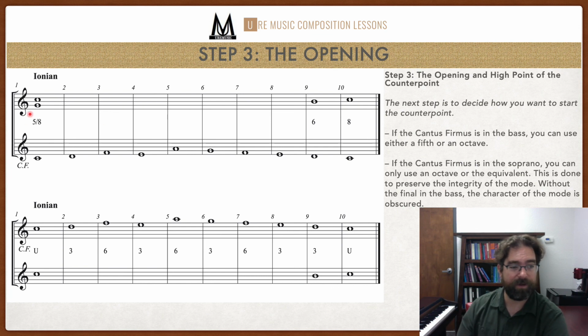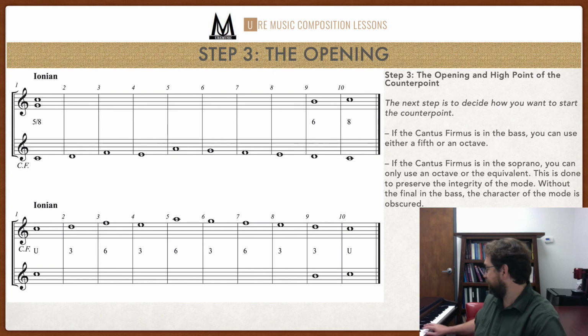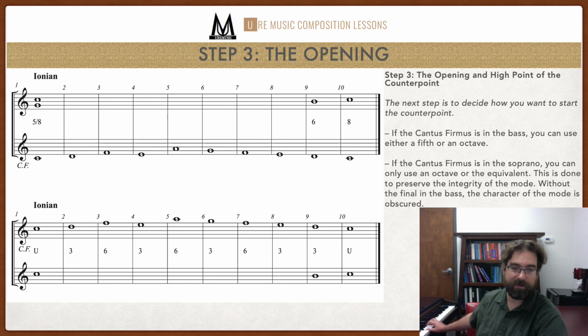Next, write in the opening. If the cantus firmus is below the counterpoint, you can start with a fifth or an octave. It's your choice. If the cantus firmus is above, start with a unison or an octave. You cannot start with a fifth. If I have a C, so I'm in Ionian, and I start with the fifth below, all of a sudden it sounds like I'm in Lydian, which is the one that starts on F. So you want to avoid that. You need to make sure you really emphasize the tonality or the modality of the counterpoint solution.